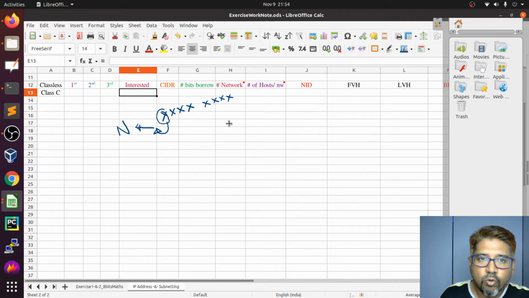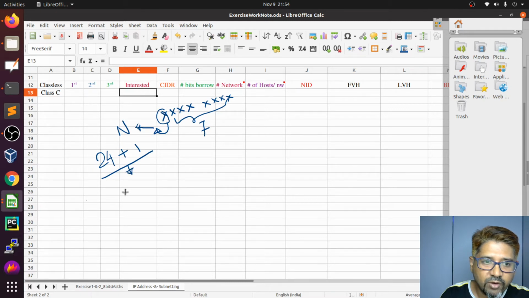So how many host bits are going to be left? 7, and 1 bit is going to be added into the network. So we have network bits 8 plus 1 host bit added. That's going to make it classless. We now have 25 network bits. This is the first subnetting we are doing.